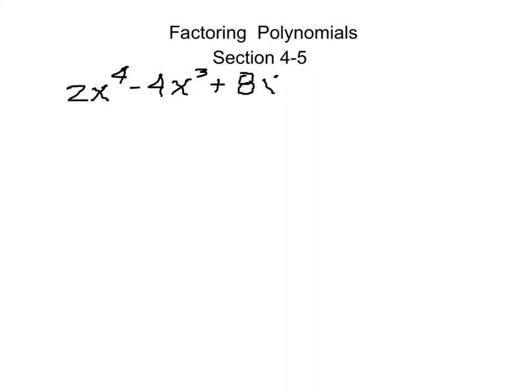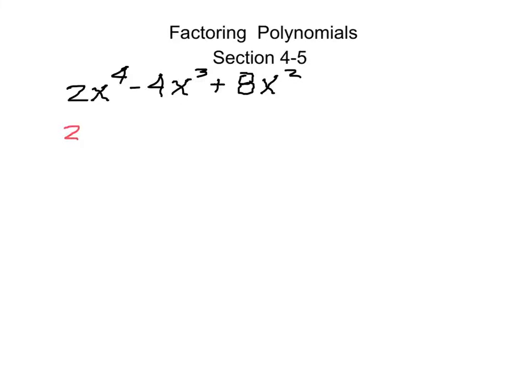All right. So I'm going to start off by looking at the coefficients. I got 2, 4, and 8. Fairly obvious that the greatest common factor for 2, 4, and 8 is going to be 2. So whenever I find the greatest common factor that is other than 1, I want to factor it out. So let's say we at least have a 2 here. So I'm going to factor that out.